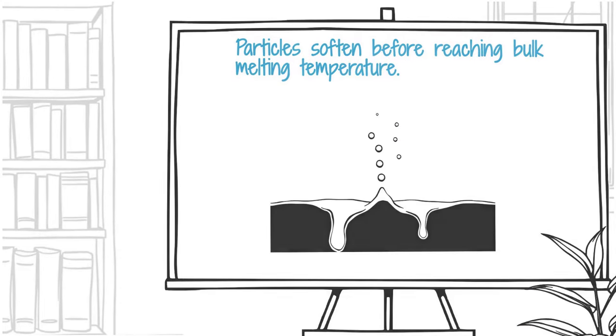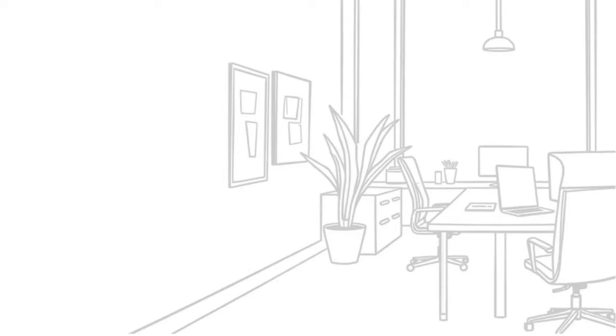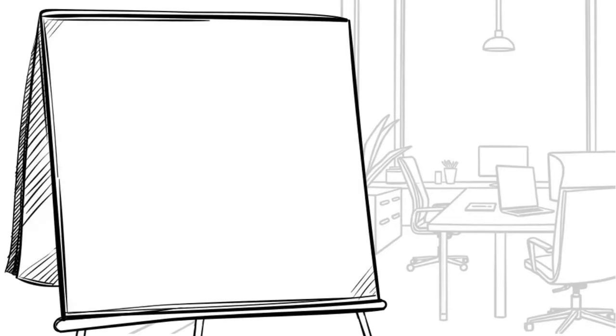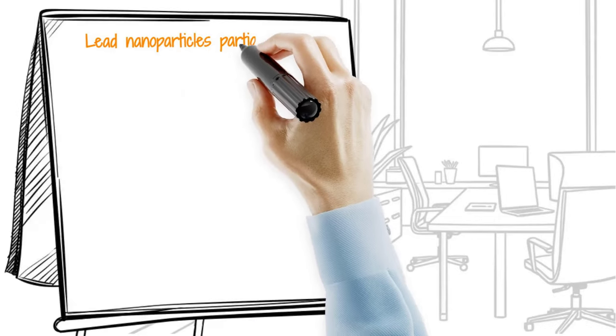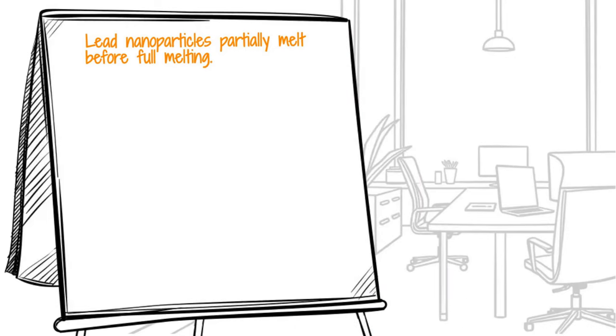Lead nanoparticles exhibit partial surface melting tens of degrees before the entire structure melts. It's like chocolate beginning to melt at the edges when touched long before it becomes fully liquid.